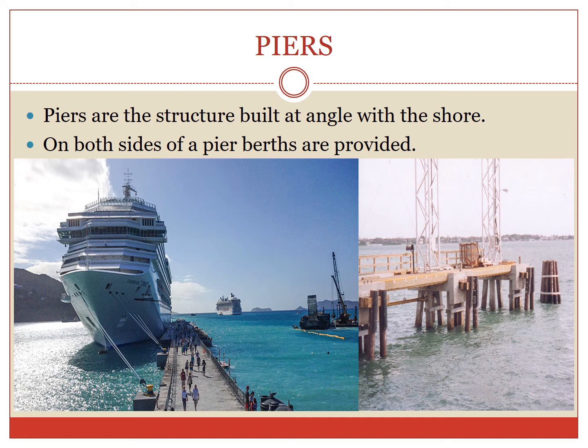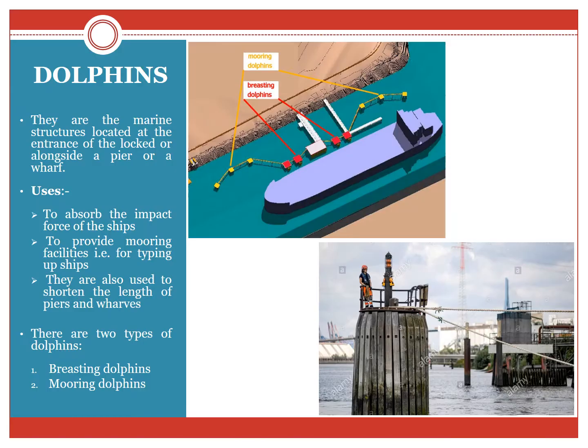Next are piers. Now piers are the structures built at an angle with the shore. On both sides of piers, berths are provided. Now you can see in this figure a cruise ship unloading the passengers. Now, the platforms on which this is done are known as the piers.